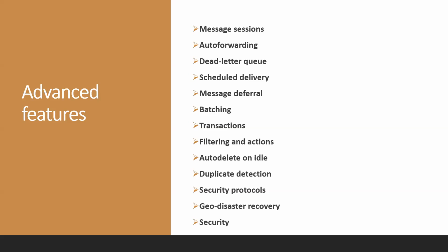Let's talk about auto forwarding. The auto forwarding feature chains a queue or subscription to another queue or topic. They must be part of the same namespace. With auto forwarding, Service Bus automatically removes messages from a queue or subscription and puts them in a different queue or topic.